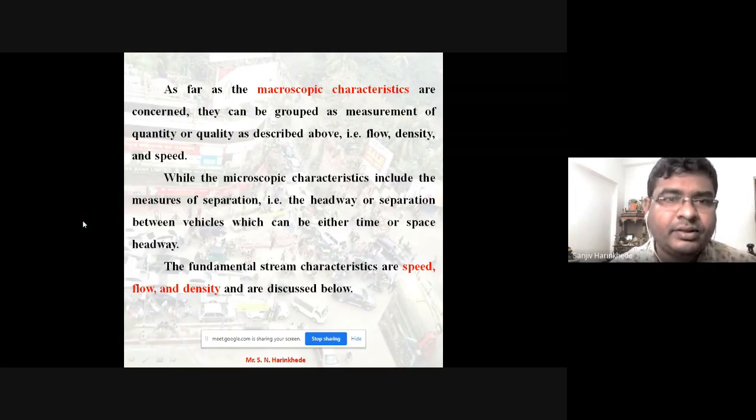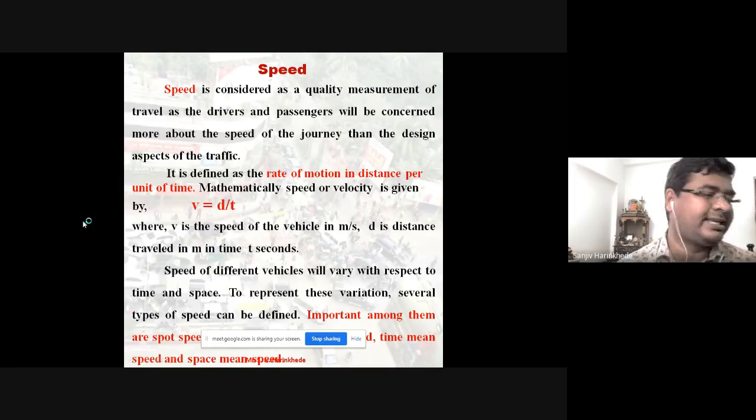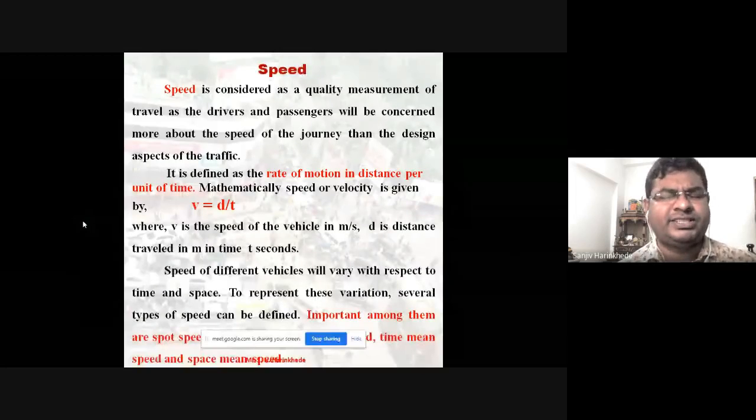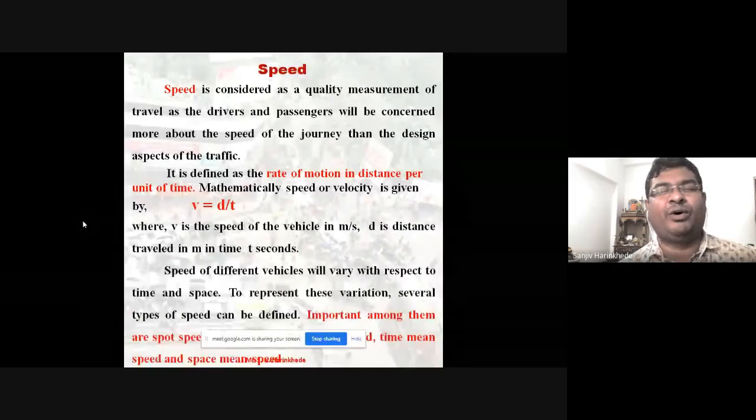So basically speed, as we know that we discuss speed and velocity. Speed is the scalar quantity, velocity is the vector quantity. That is, distance upon time is known as speed. These terms we always studied in various parameters in 11th standard, 12th standard, and whole engineering.